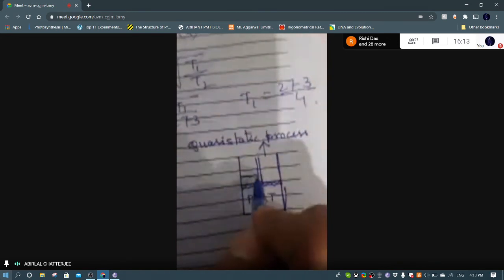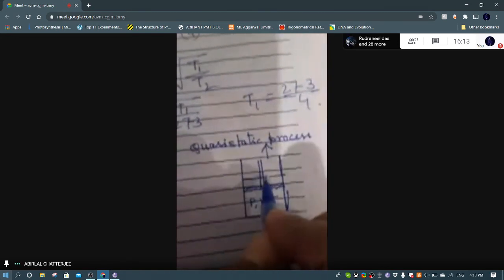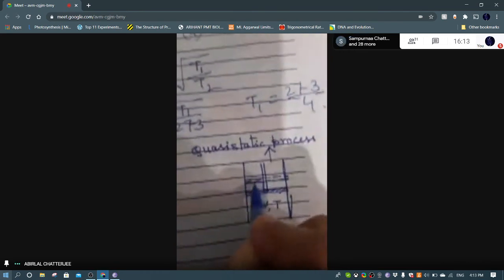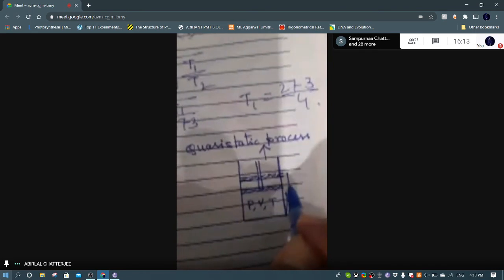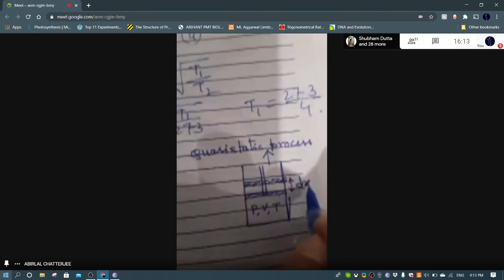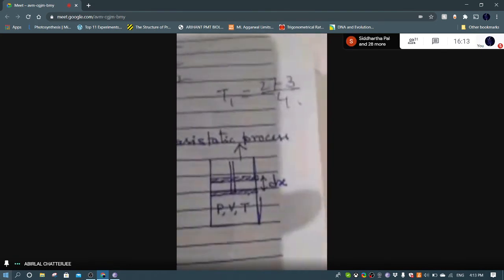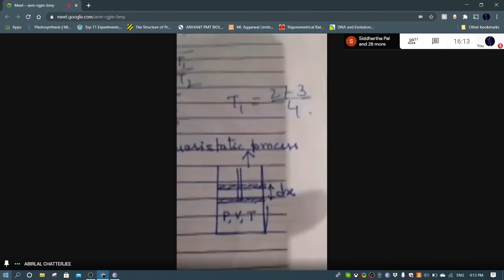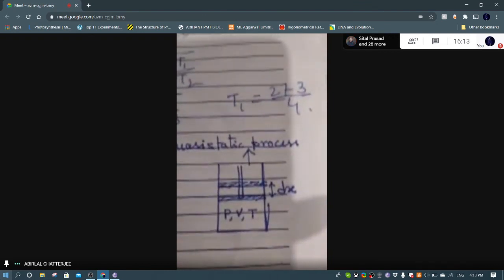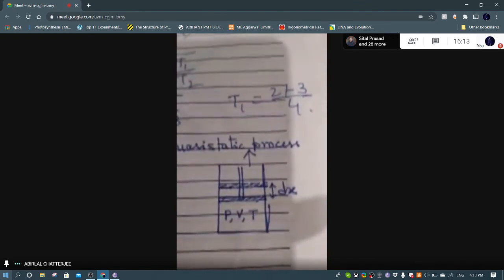Slowly. I am drawing in a big way. Suppose the piston has gone up. If I draw it so small, you cannot see it. So this is your small increment, dx. Okay, am I right, sir?